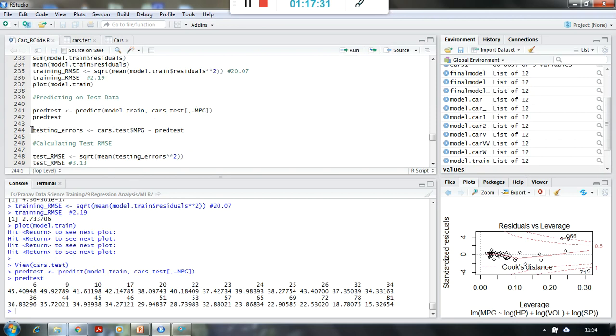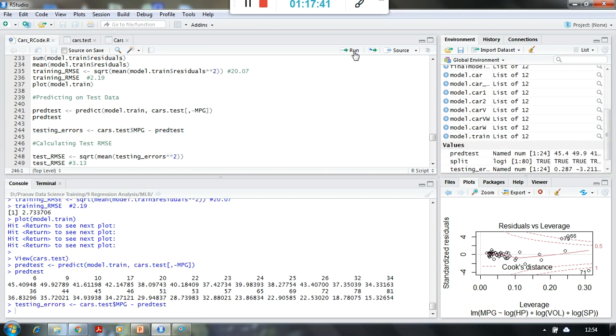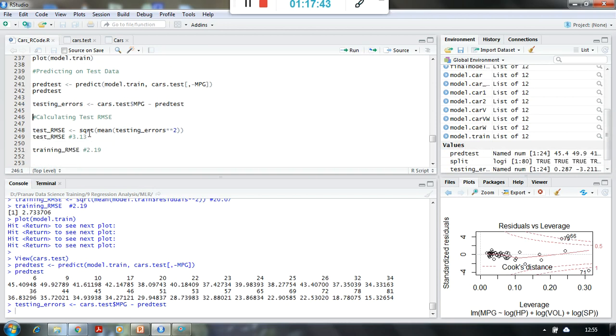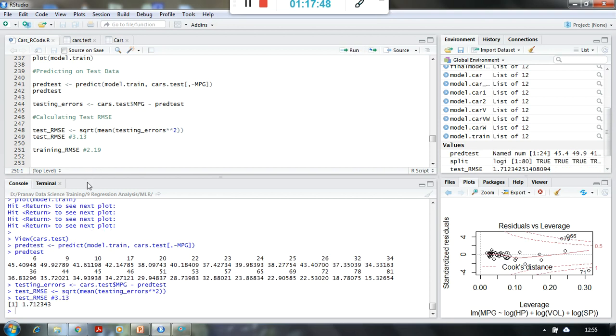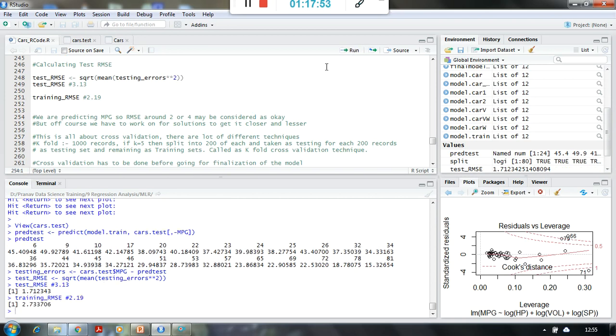So let me calculate the testing errors now. Testing errors are nothing but the original values from the test data for the MPG minus the pred test values, which are my predicted values. So my testing errors are stored in this variable. Now I can calculate the testing RMSE, and this is going to be my testing RMSE. My testing RMSE is 1.71 and my training RMSE was 2.73. So from this you can very well say that our model is a just right model, because there is not a huge difference between the two values.